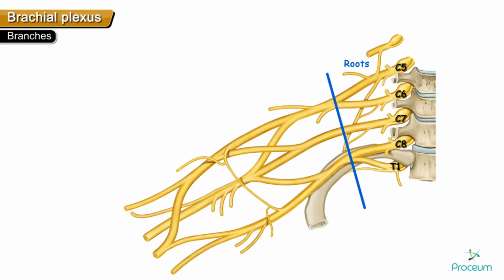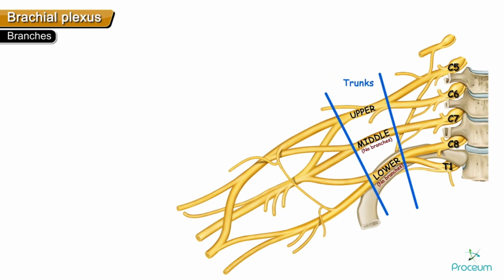Now, moving on to the branches coming from the trunks of brachial plexus. Do remember, only upper trunk gives rise to branches. There are no branches from the middle trunk or the lower trunk. Only the upper trunk gives rise to branches. And what are the branches coming from the upper trunk of brachial plexus? The upper trunk of brachial plexus gives rise to suprascapular nerve, and also a nerve to subclavius.